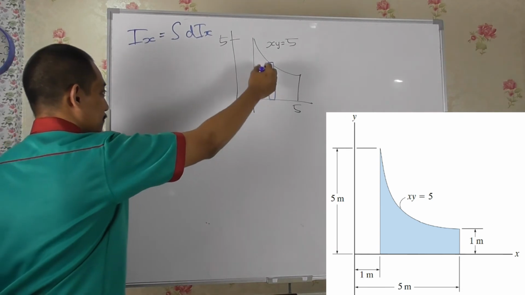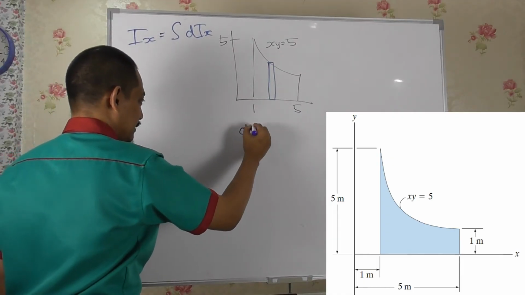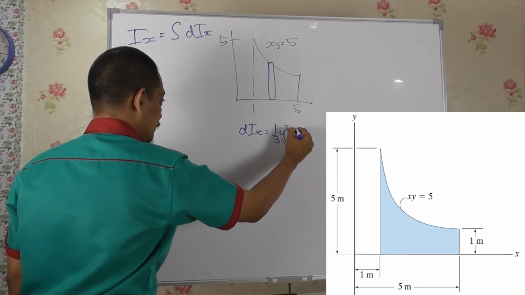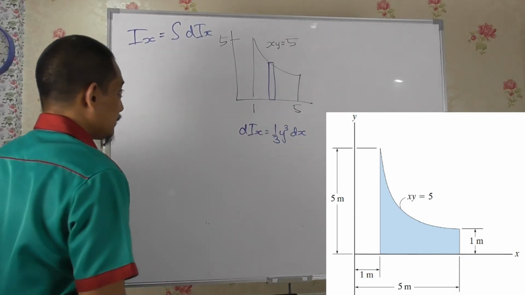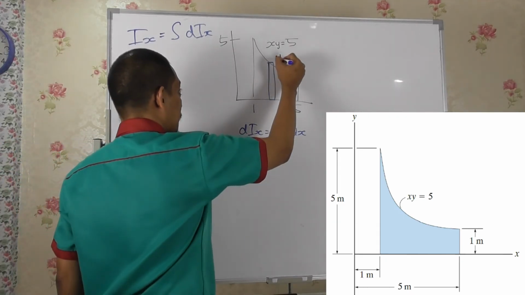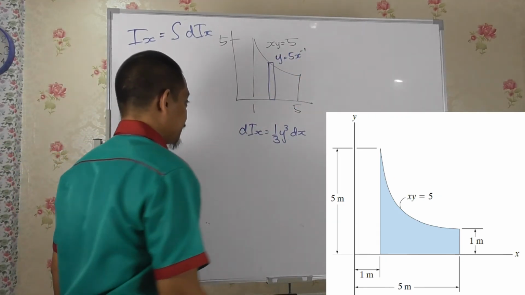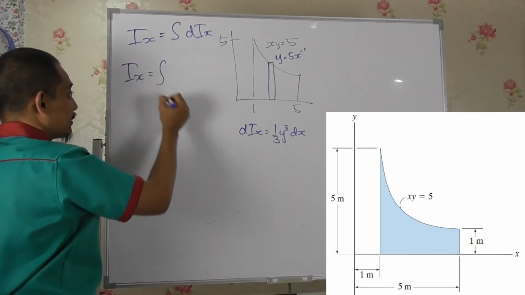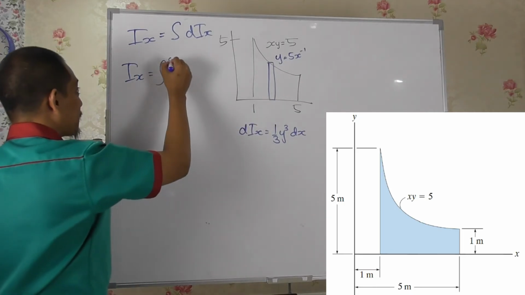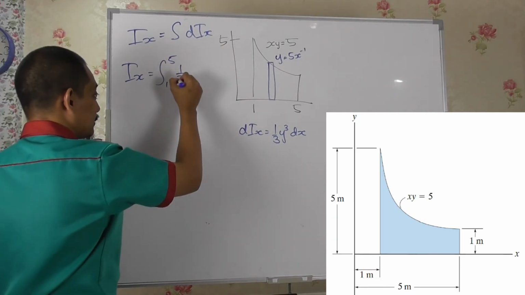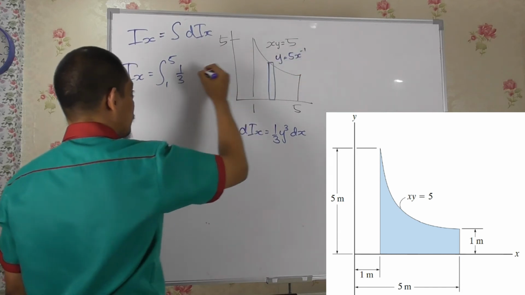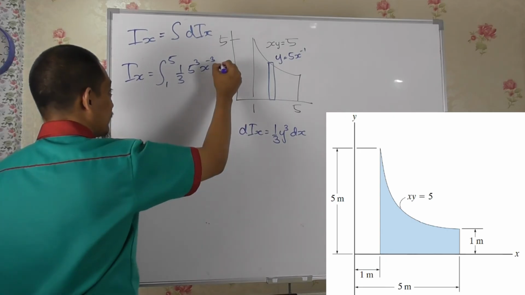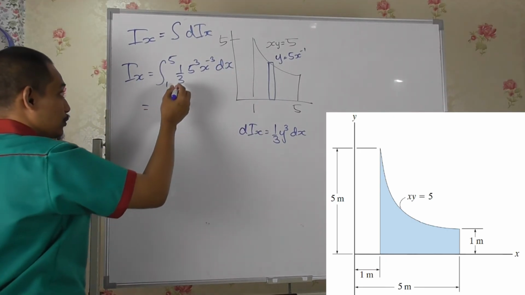So based on this, dIx is 1 over 3 y cube dx, right? And what is y? y is 5 x to the negative 1. Okay, so plug in here. So Ix equal to integration from 1 to 5 of dIx. So 1 over 3 y cube, so this whole thing cubed. So you have 5 cube and then x to the negative 3 and then dx, right?